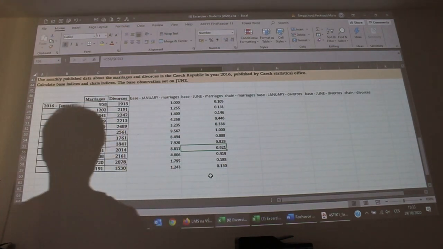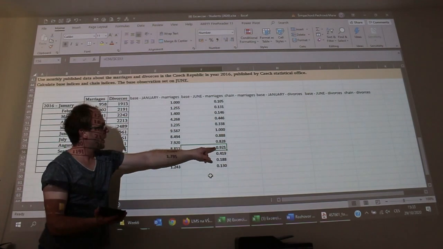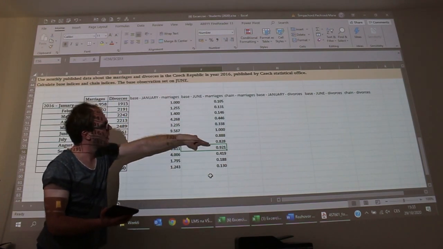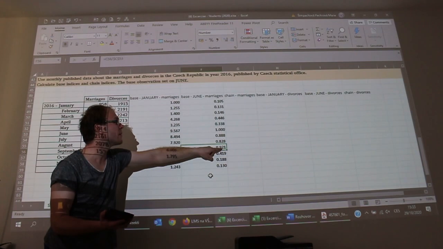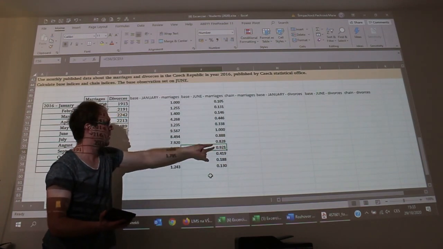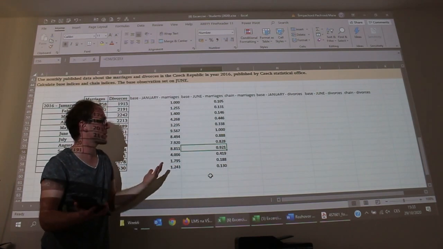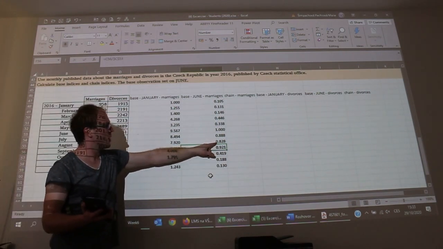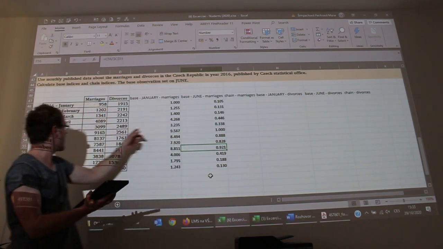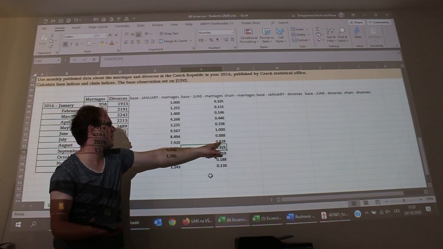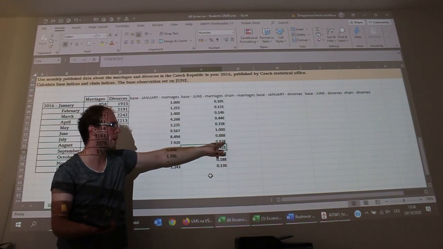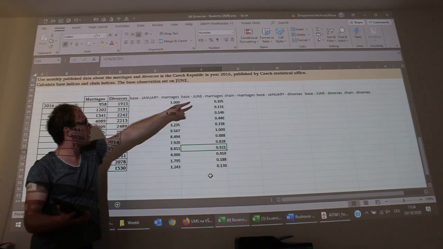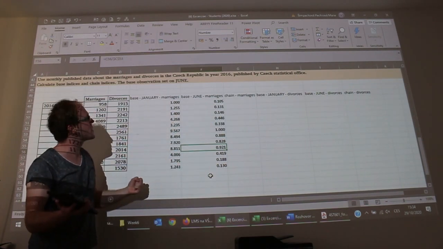So for example, this value in September: we observed fewer marriages than in June, less by 7.9%. It's below 1, it's a decrease. In August, we observed fewer marriages than in June, less by 17.2%. So here everything is compared with January, and here everything is compared with June.